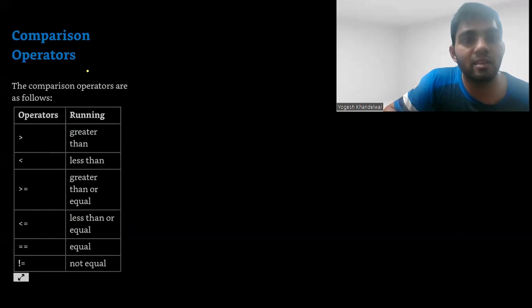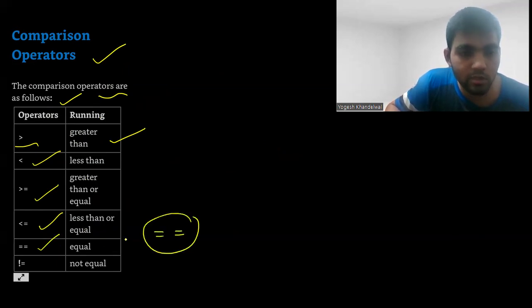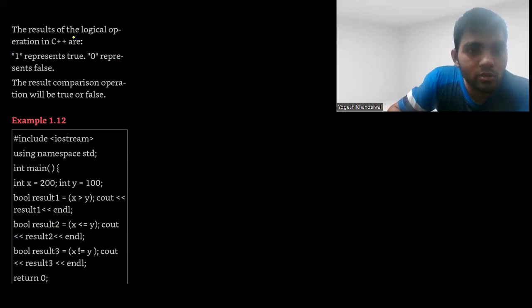Now let's see the comparison operators. The comparison operators are as follows. This is greater than, this is less than, this is greater than or equal. This symbol is for less than or equal, the double equals operator is for equal, and the exclamation mark equal is for not equal. So these are different types of comparison operators you can use. The result of a logical operation in C++ is 1 representing true and 0 representing false.